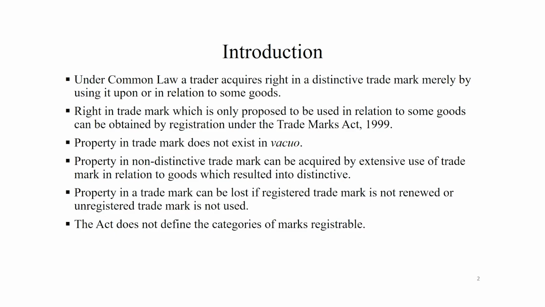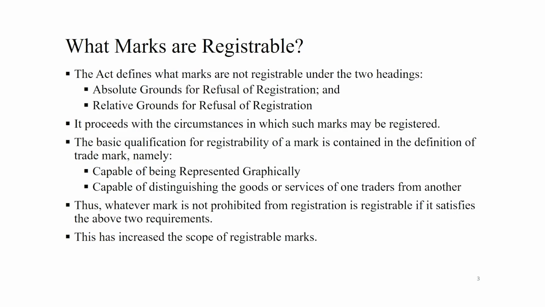So, these are some of the preliminary observations, and be very clear that the Act does not define the categories of marks which are registrable. It only tells me what are the grounds for refusing the registration. It does not tell me what all are registrable marks. It only tells me what are the grounds for refusing registration. So, these are some of the preliminary observations.